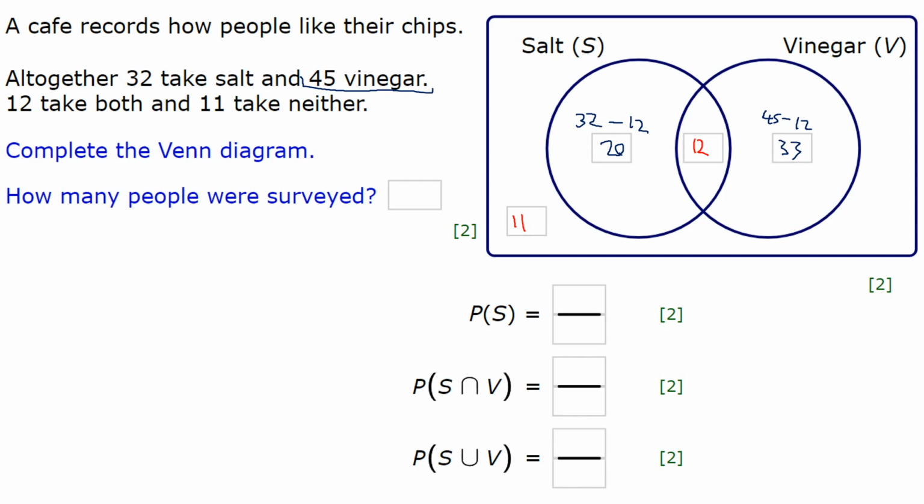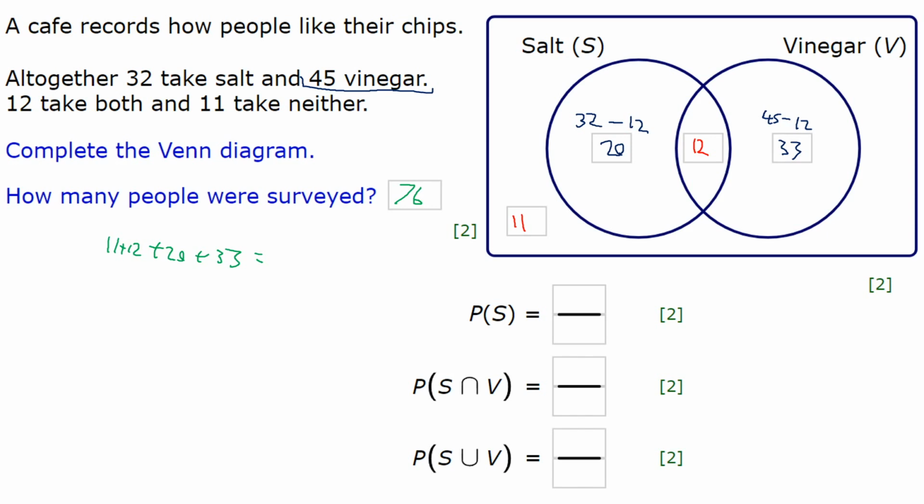How many total people were surveyed? That's just adding up the total in the Venn diagram, which is just, let me actually do this in a different color, 11 plus 12 plus 20 plus 33, and what we're left with is an answer of 76. Okay, so we have all the numbers in the Venn diagram.